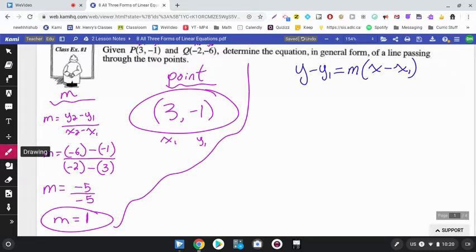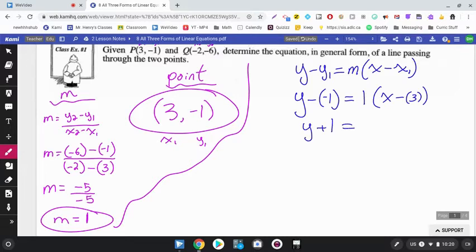Okay, so y take away -1 equals your slope of 1 times x take away x1, which is 3. Well, minus a negative is just plus, so y plus 1 equals 1 times x minus 3. Fantastic. That is the equation of the line. So right here, maybe I put a star there and I say, hey, if this was just asking for the equation of the line, you did it. You answered the question, right?